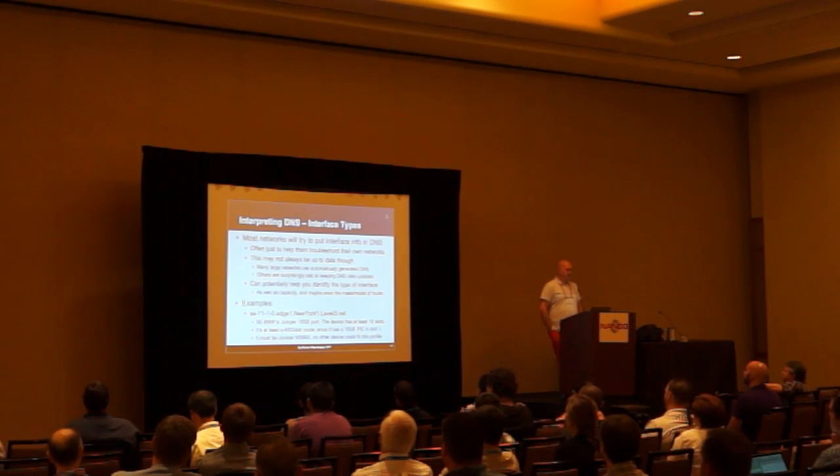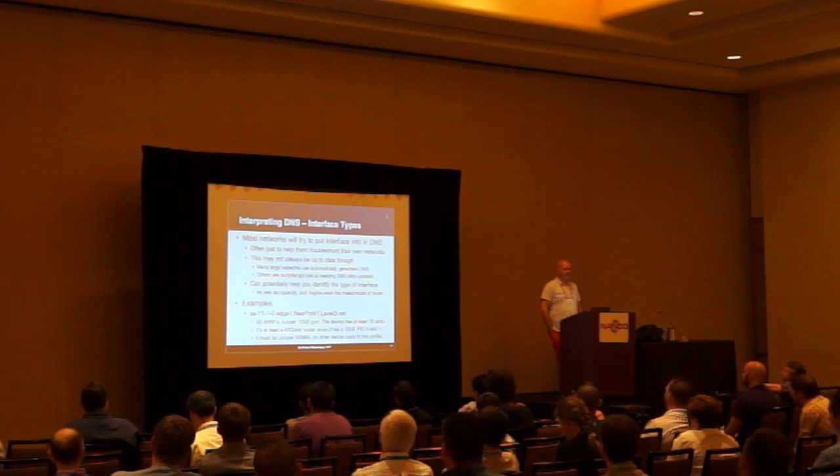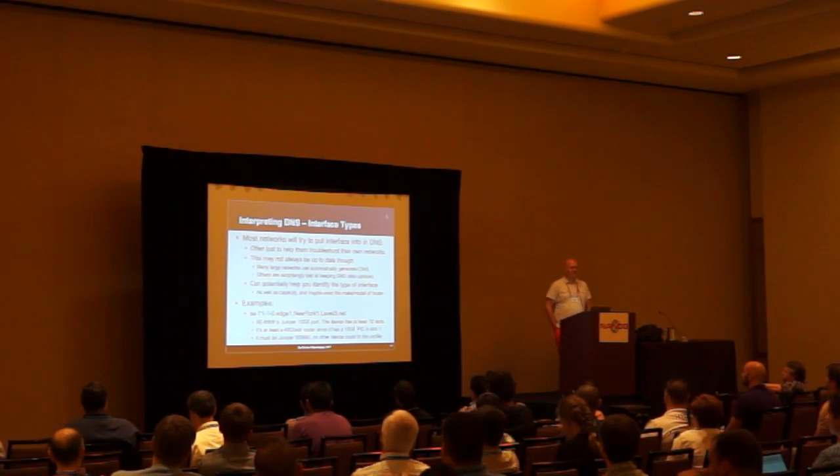Next big thing you can do with interpreting DNS is identifying interface types. So most networks will be kind enough to put their interface information into DNS too, and it helps you figure out if it's a 1 gig or a 10 gig or an OC3 or something hideously small or hideously large. Kind of helps you figure out what's going on with the network.